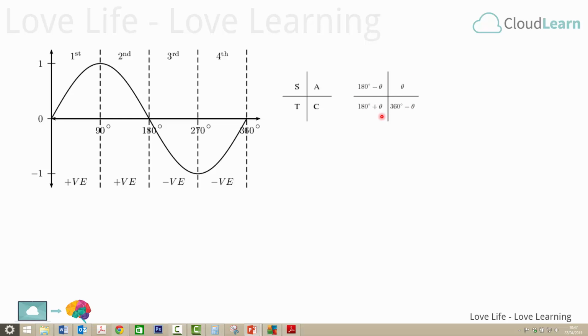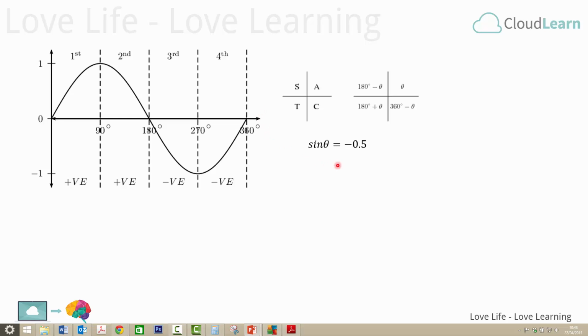Now, to get a proper understanding of how this CAST diagram works, we really need to refer to the actual graphs for the different trigonometric functions, and in this case we're looking at the sine graph. You can do the same sort of thing with the cosine graph and with the tangent graph as well, but we're just going to look at the sine graph for this particular problem.